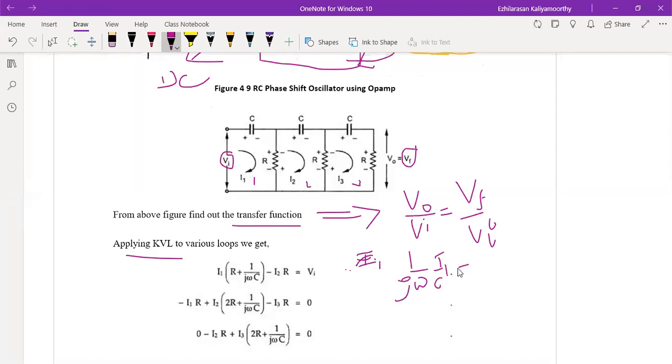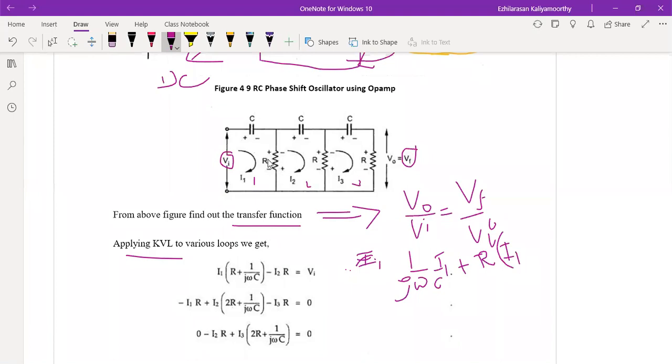Next, plus. Okay, plus. Next, what will I do? It's going to the resistor. That is I1 R. Here the current goes from plus to minus, right? I1 current, that is I1 R.